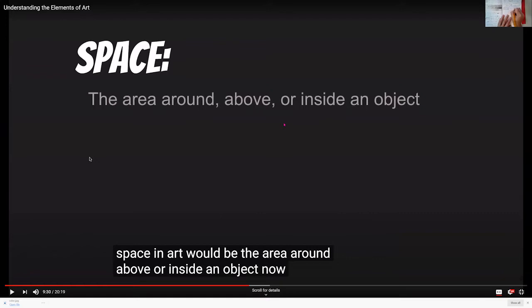The area around, above, or inside an object.